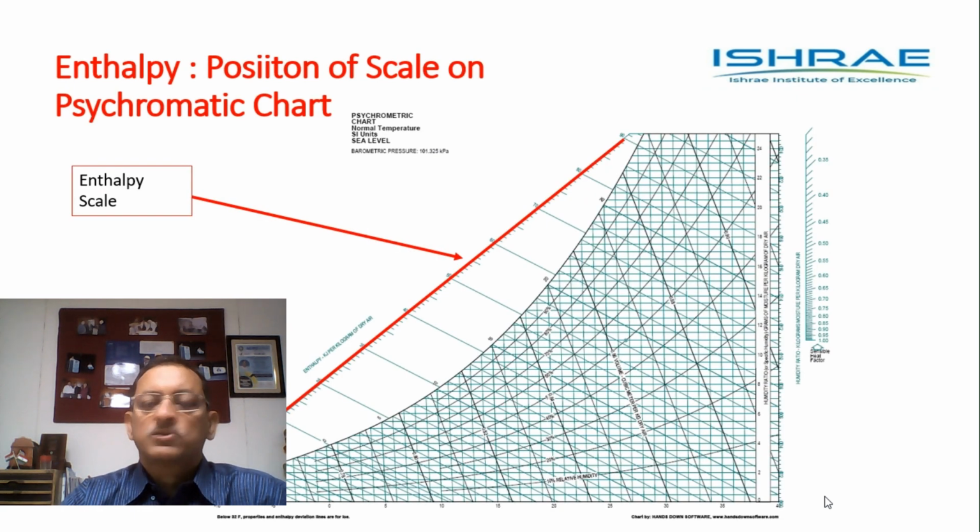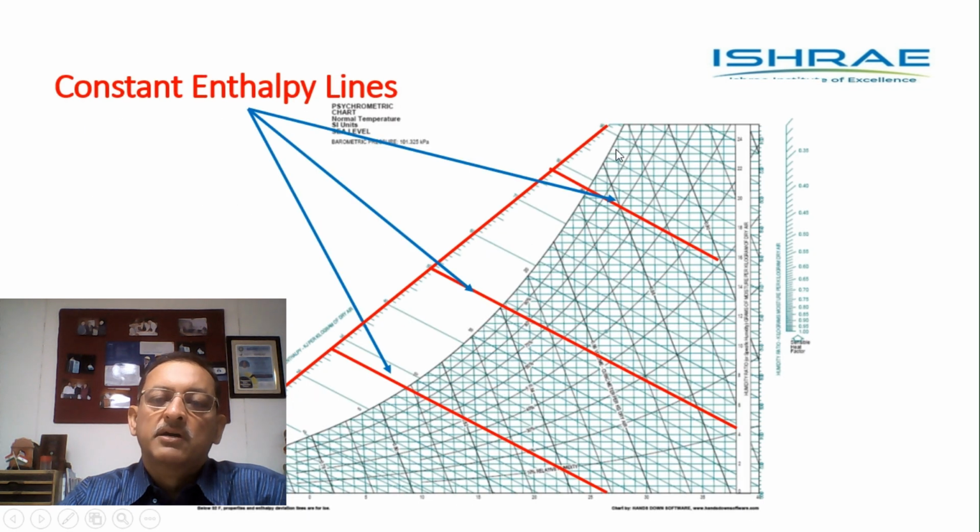Where is the position of enthalpy on the psychrometric chart? How do we read it? So first of all, talking about the scale, where it is, this red line that you can see on the psychrometric chart on the extreme left, it is an inclined line. This is the scale for enthalpy. When we move from bottom to top along this line, the enthalpy value increases.